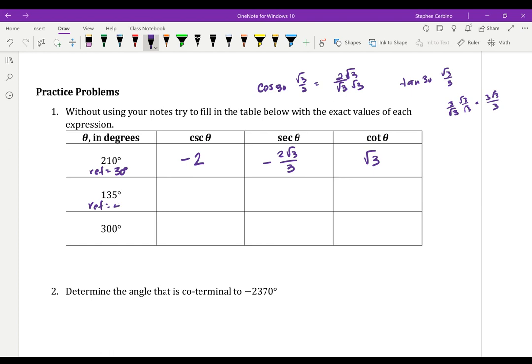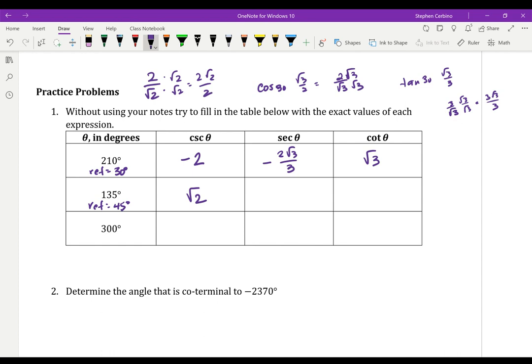For 135, the reference angle is 45. Cosecant's the reciprocal of sine. Sine's positive in quadrant 2. This is going to become just the square root of 2. If you take the reciprocal of square root of 2 over 2, you get this. If you rationalize it, it will just become the square root of 2.